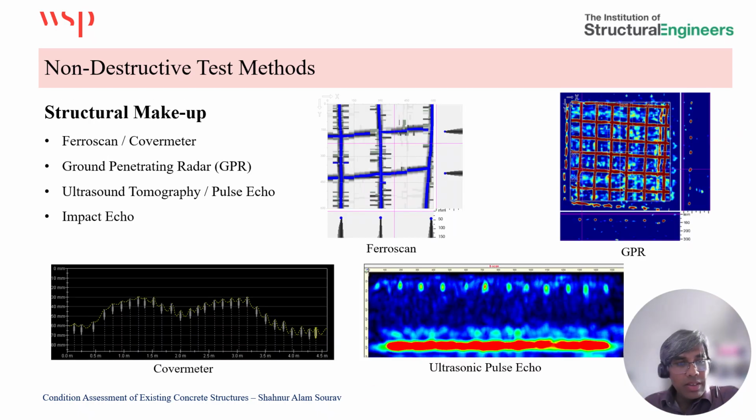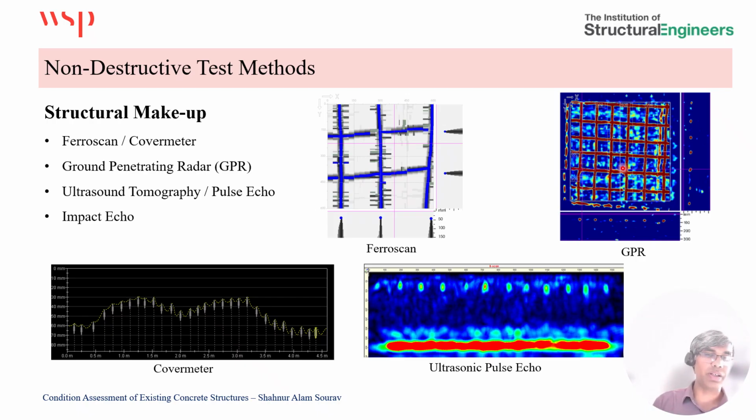These are a few test methods that you can use when you need to know about the reinforcement layout in structures. There is the ferroscan and concrete cover meter, ground penetrating radar, ultrasonic tomography, pulse echo, and we can also use impact echo in certain cases, depending on what we are trying to achieve from the assessment. This little picture shows GPR images showing the reinforcement layout. The reinforcement is graded in a pretty good way. This is not the usual case that we see in on-site conditions.